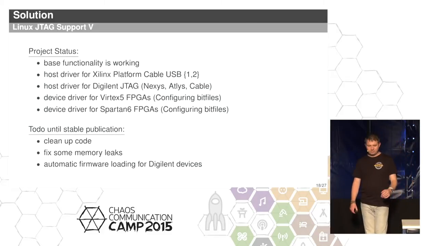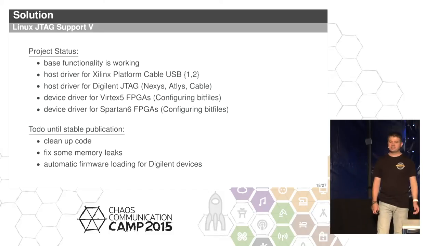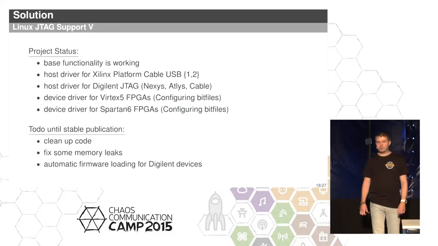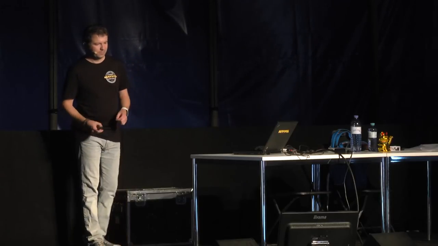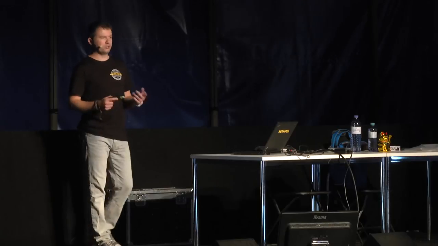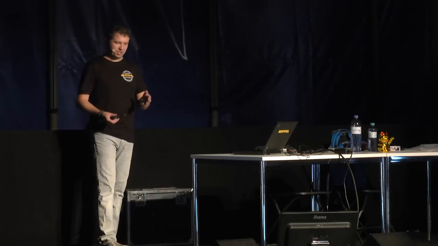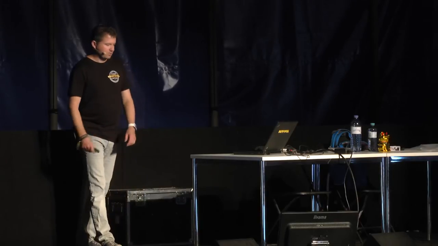Before I publish it, I want to clean up the code a bit and fix some memory leaks I identified here. And I want to include automatic firmware loading for Digilent devices. Digilent devices require a special firmware, which their tools bring within the code. And if you use a kernel driver, you have to make sure that the special firmware the host driver is built for is loaded before you can use it. So that's what I want to do.